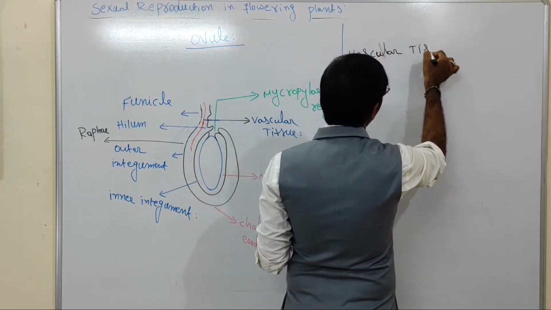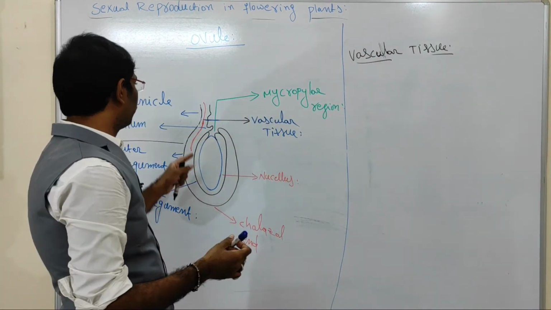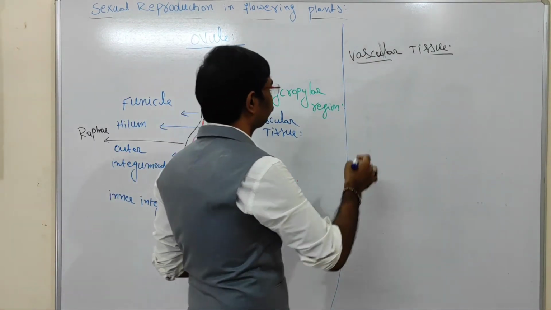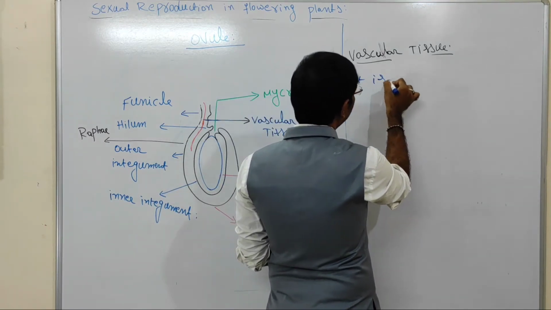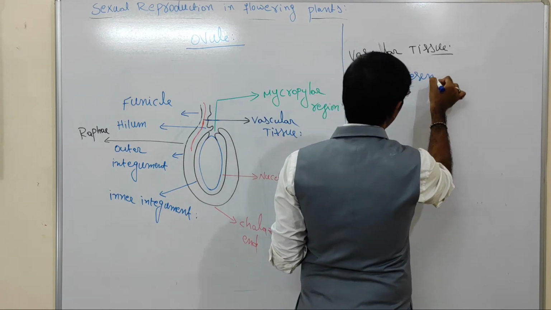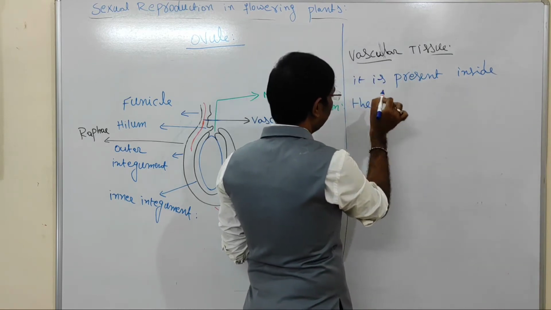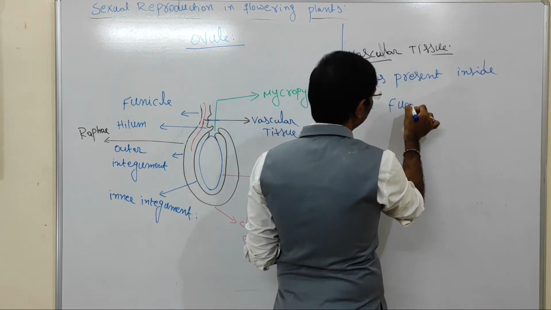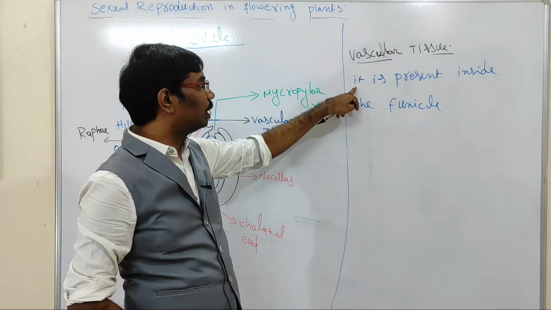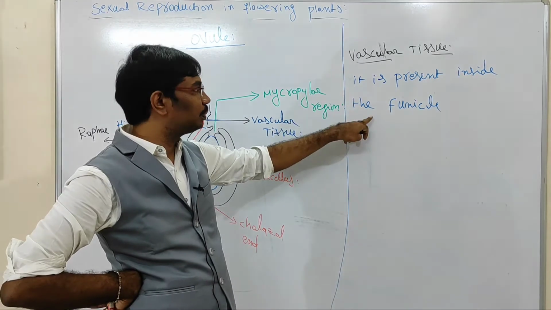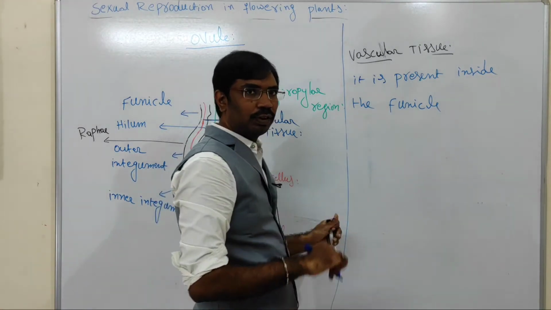Now we will discuss vascular tissue. What is the location of vascular tissue? Vascular tissue is present inside the funicule. That is the first point. And the second point: what is the function of vascular tissue?